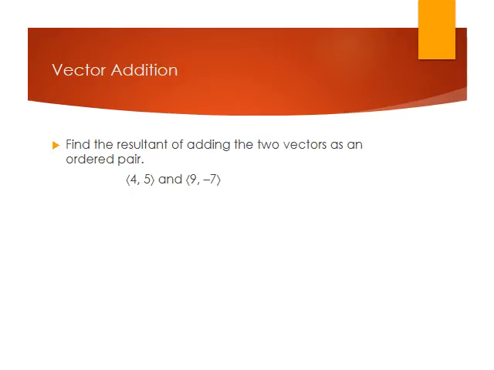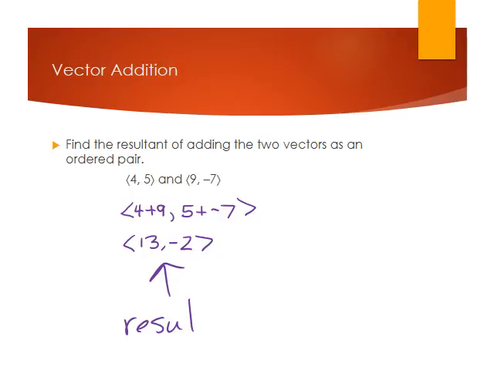To add vectors, all we're going to do is we're going to add the x-coordinates, so 4 plus 9, and the y-coordinates, 5 plus -7. And that's going to give us <13, -2>, and we call this the resultant.